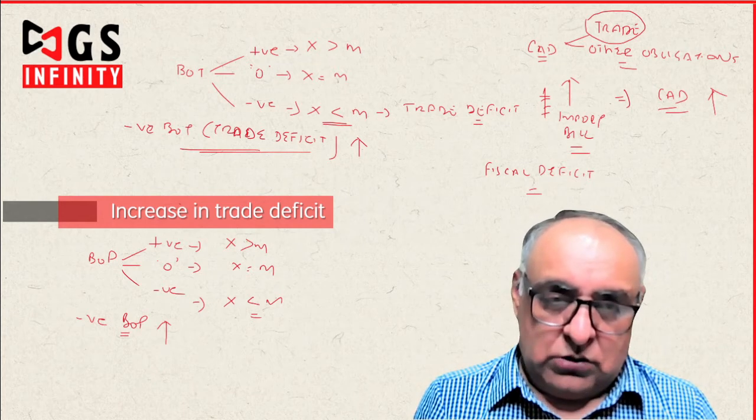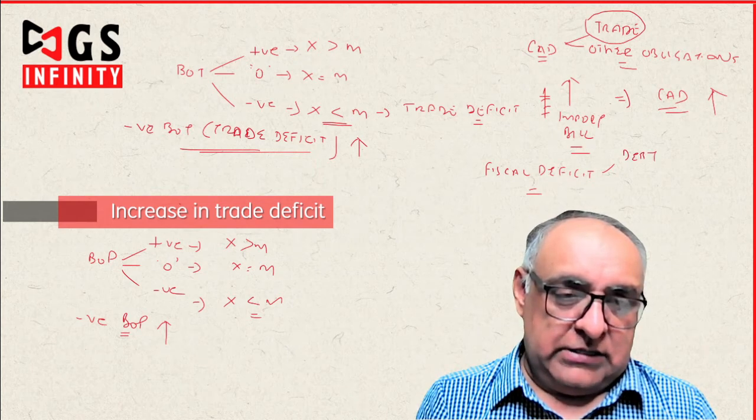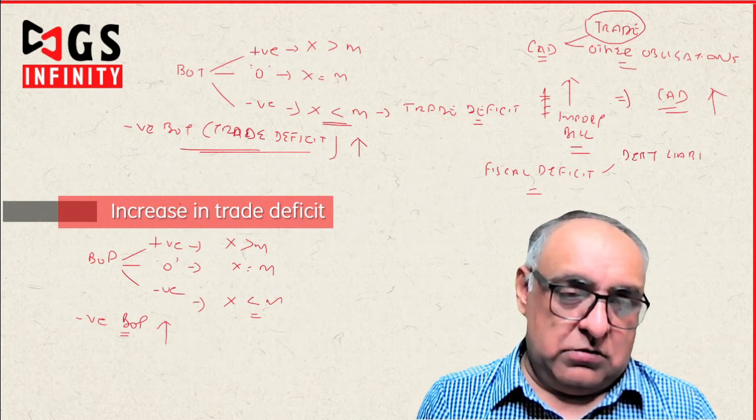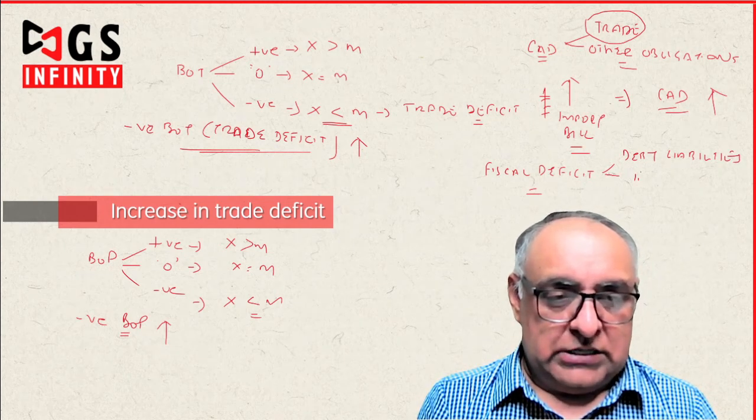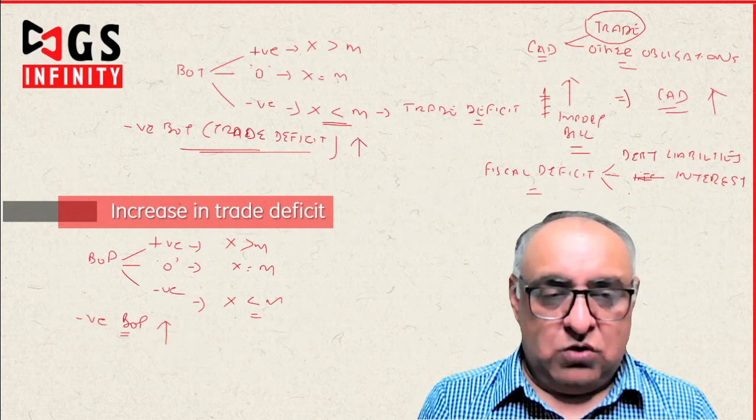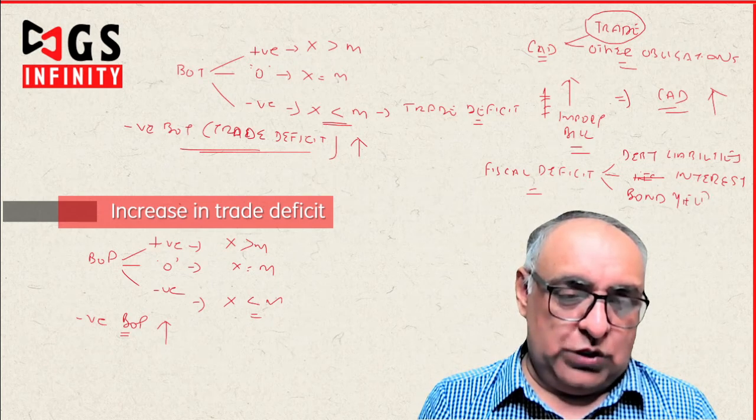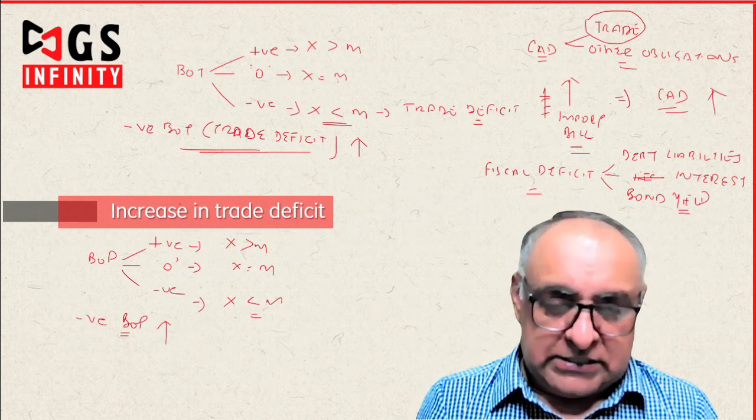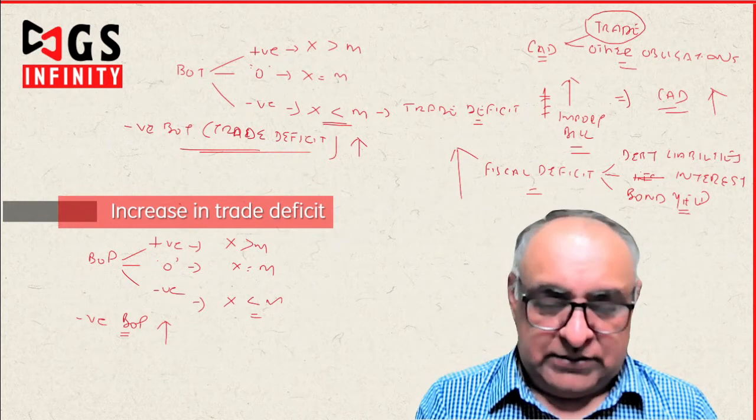Now the government would have to pay more on account of debt liabilities, would have to pay more interest on money borrowed from abroad, and similarly the bond yield would increase, as we have already discussed. All these would increase the expenditure side of the government, and that is why the fiscal deficit would increase further.